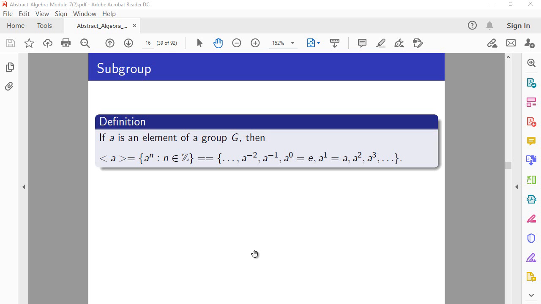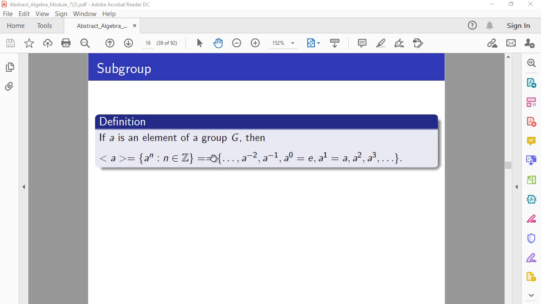Welcome back. We start this video with the following definition. If A is an element of a group G, then define the subset of G generated by A to be the set of all integer powers of A.